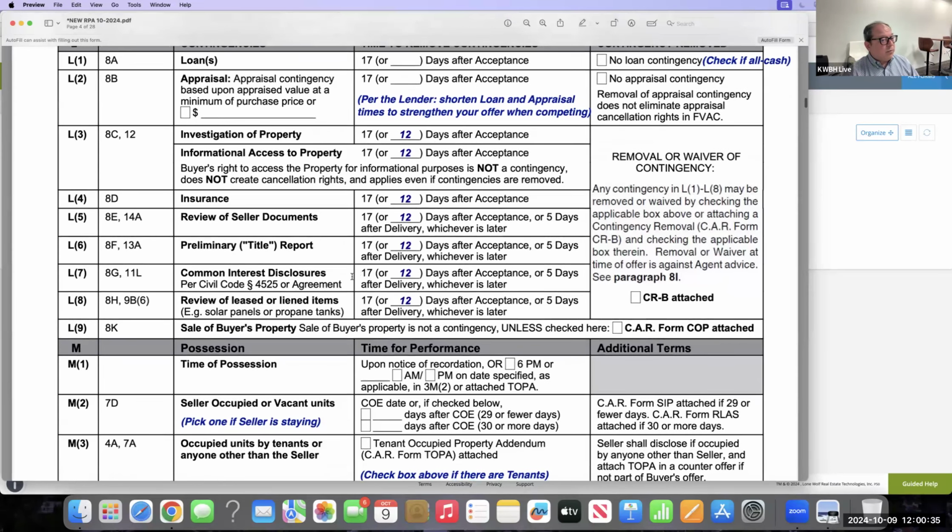Now you also have time to review the HOA documents. If you're buying a condo, the seller has to order the HOA package. That's going to come through escrow as official communications. You have time to review that. If you're buying a condo, you basically want to know things like, are there any rental restrictions? Can your buyer rent the property if they decide that they want to rent it out to someone, or do they have to wait a year?